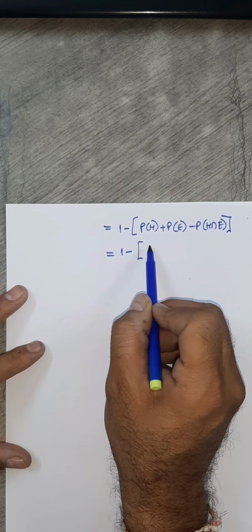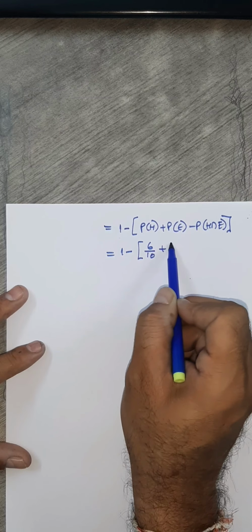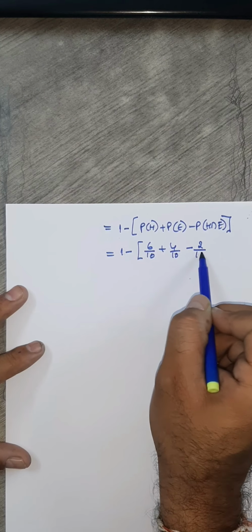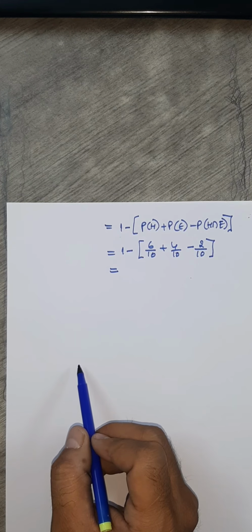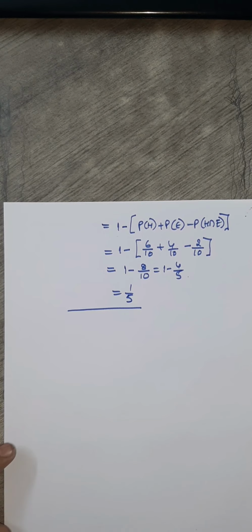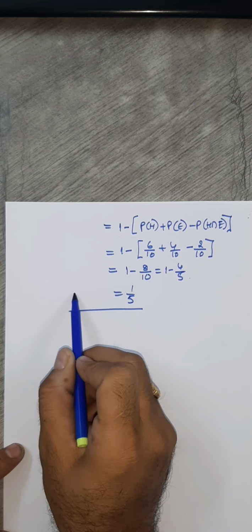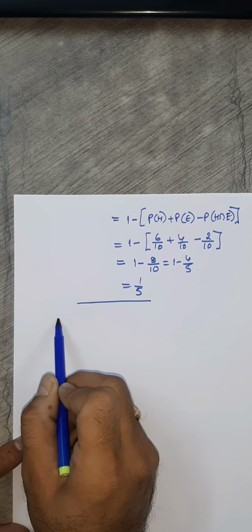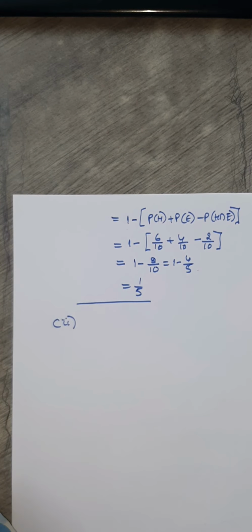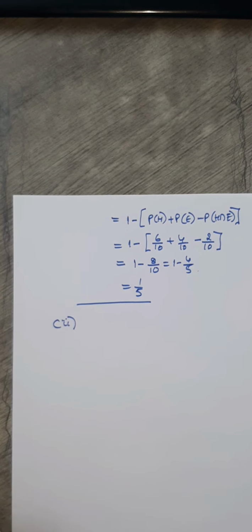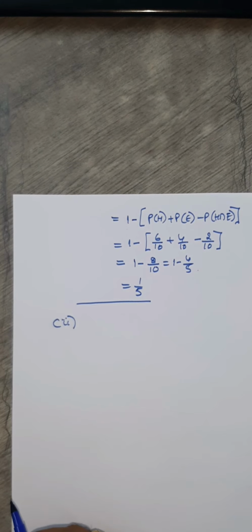So, 1 minus, just place the values. This is nothing but how much? 6 by 10 plus 4 by 10 minus 2 by 10. So place the value, and 1 by 10 is the required probability. Second question. What is the second question there? In the second question, you are asked that she reads Hindi newspaper. Find the probability that she reads English newspaper.